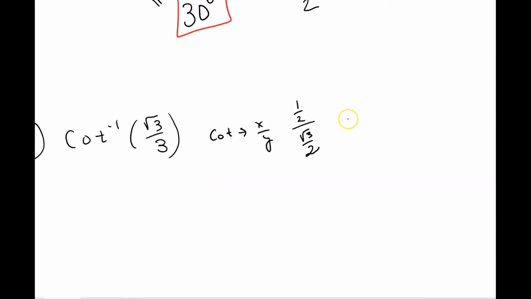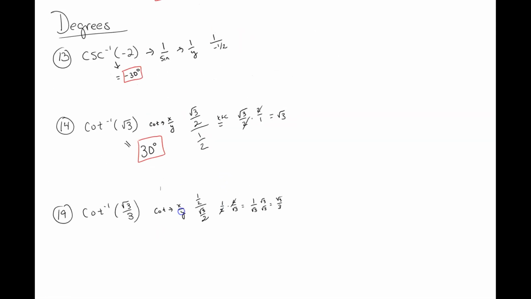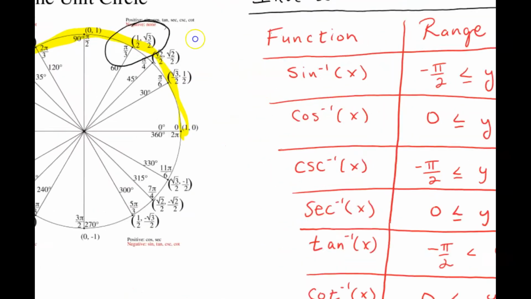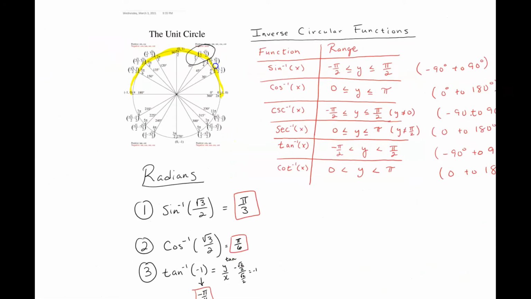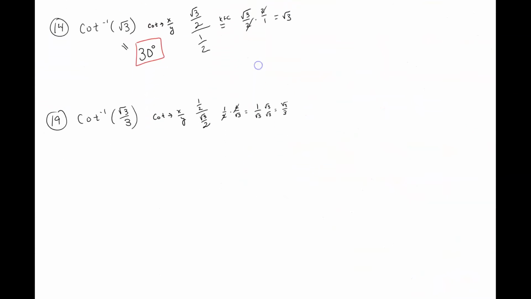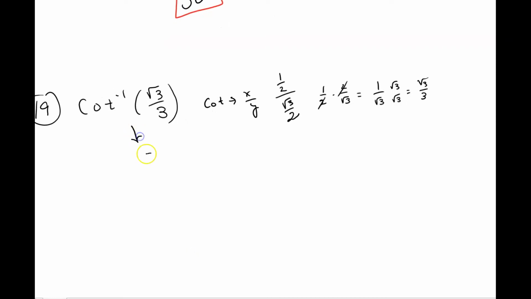So let's think about this for a second. KFC, 1 over 2 times 2 over square root of 3. We cross that out. We're left with 1 over the square root of 3, which is a denominator that we have to rationalize. And what do we end up with? But the square root of 3 over 3. So where did that happen at? Okay, so we go back to our circle just to reflect on that for a second. And that, of course, happened at pi over 3. All right, that happened at pi over 3, which corresponds to 60 degrees. So this one right here will equal 60 degrees. If you wanted radians, again, pi over 3.